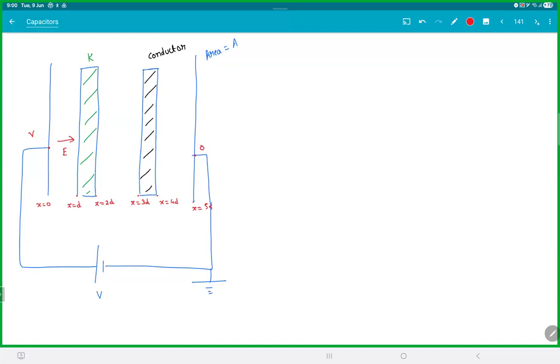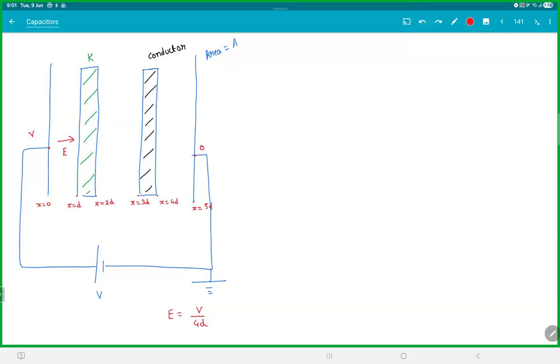So that conductor is useless, isn't it? If you remove that conductor, the field here will be simply the potential difference by 4D. That formula is always valid: potential difference by distance is the field. Clear with that? Yeah, it will be V by 4D. It doesn't depend on the dielectric. The potential difference between these two plates is V. You can ignore the conductor, so the distance becomes 4D.